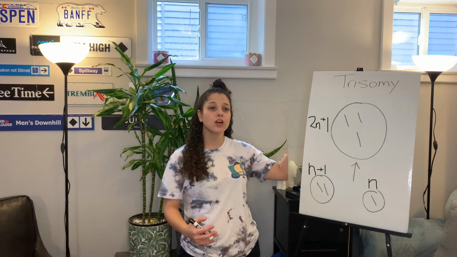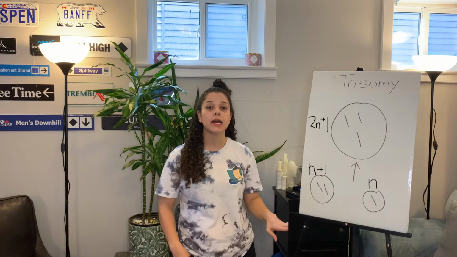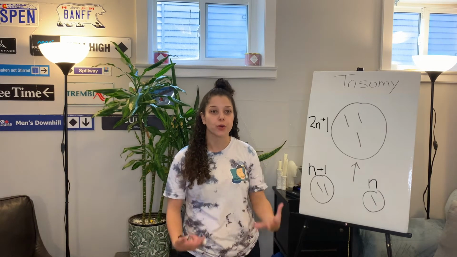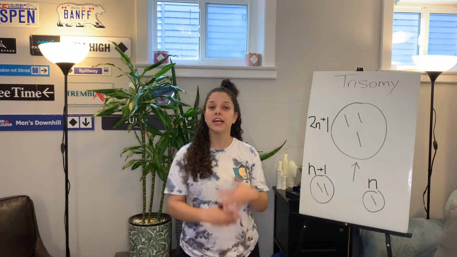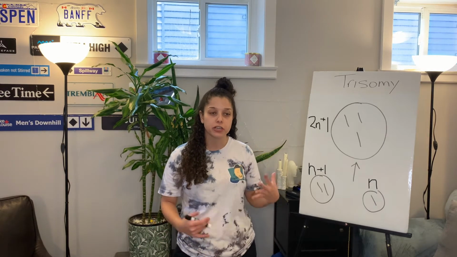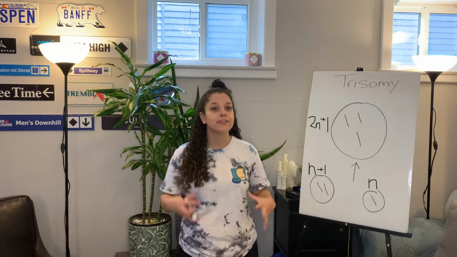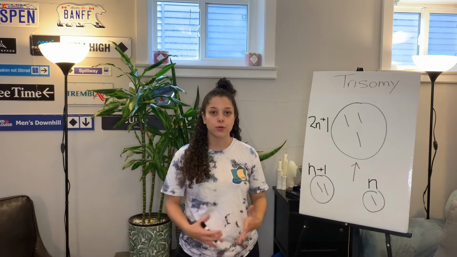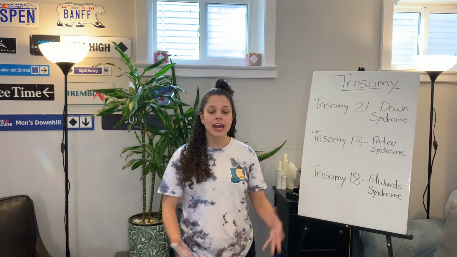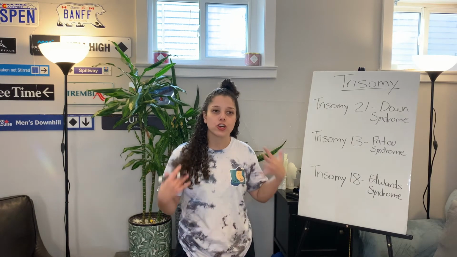So remember, when I'm talking about 3N or 2N, I'm only speaking about the chromosome that had non-disjunction occur within it. And so we rate trisomy based on which chromosome had the non-disjunction. So we're going to go over a few types of trisomy based on the chromosome. So we classify trisomy based on the chromosome that has the trisomy or the non-disjunction occurred in.